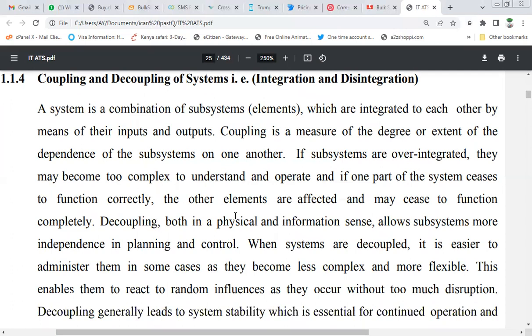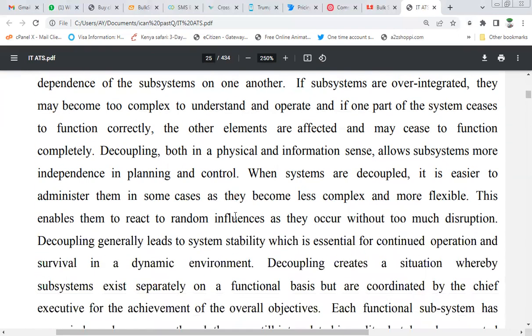If subsystems are over-integrated, they may become too complex to understand and operate. And if one part of the system ceases to function correctly, the other elements are affected and may cease to function completely. Decoupling, both in the physical and information sense, allows subsystems more independence in planning and control.